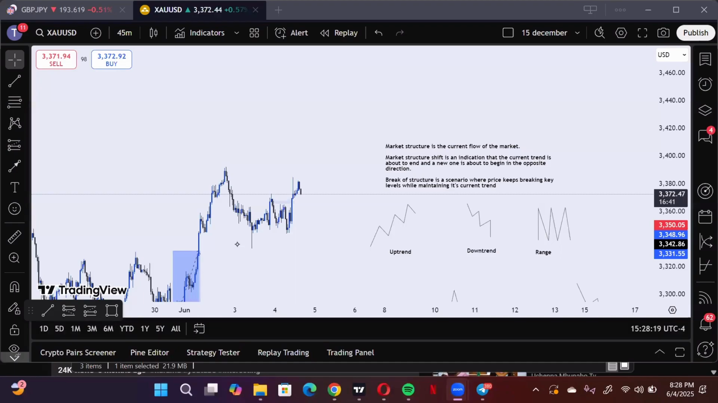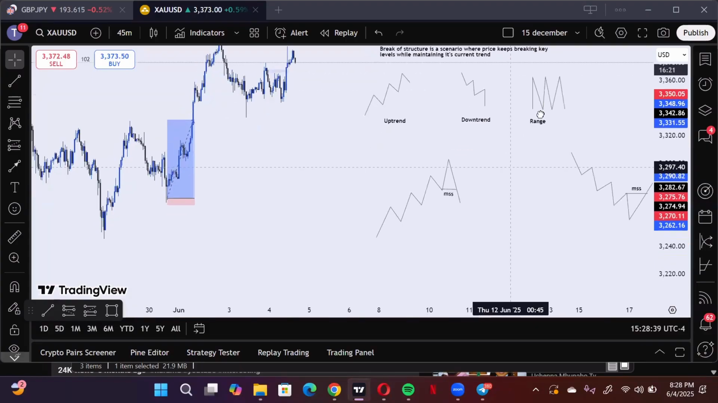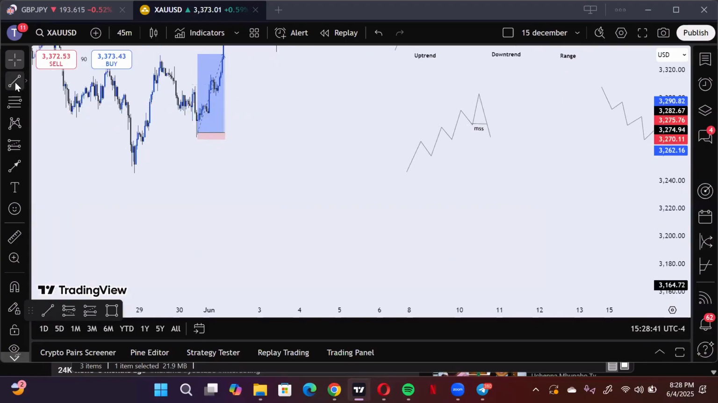So the difference between a market structure shift and a break of structure is this: once you get a market structure shift, you are trading opposite of the trend. But when the market is giving you a break of structure, you're still going to be trading in line with the current trend the market is on, but it's going to keep breaking key levels. By key levels, I mean recent highs and lows in the market.